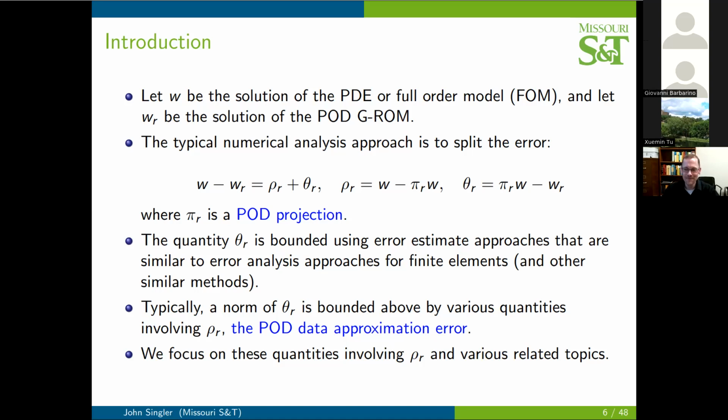Okay, so this is flipped in a sense from finite elements, where rho_R is typically very well understood. The projection there could be some interpolation or whatever, and you have global estimates for whatever W is, as long as it has some regularity properties. Everything about rho_R and all sorts of norms and things like this is known. POD is flipped, right?